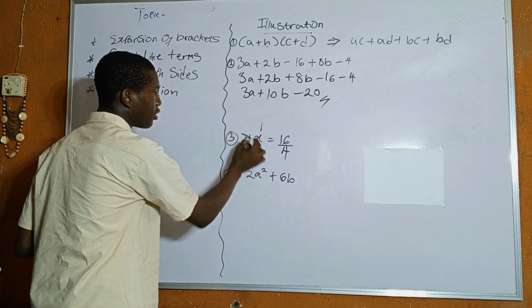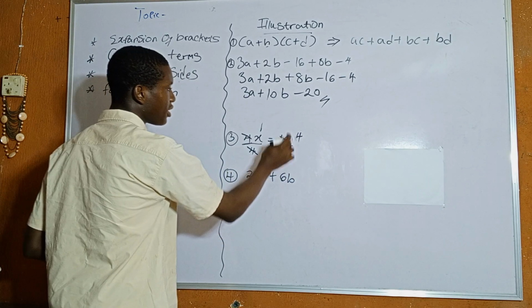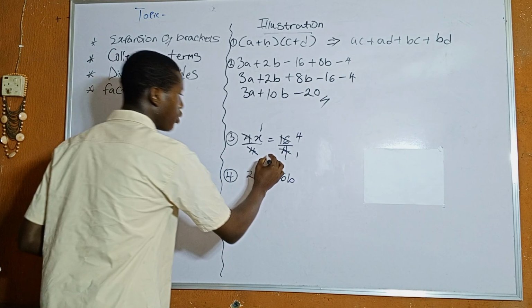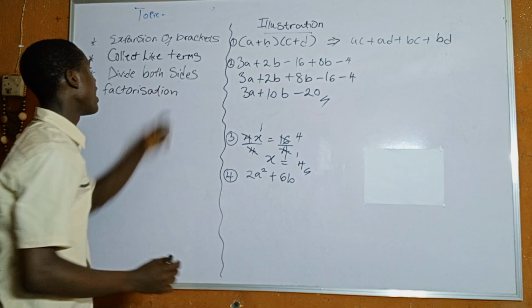Now 4x cancels 4, and on the other side, 4 in 16 is 4. 4 here is 1. So we are left with x equals 4. And that is how you divide both sides.